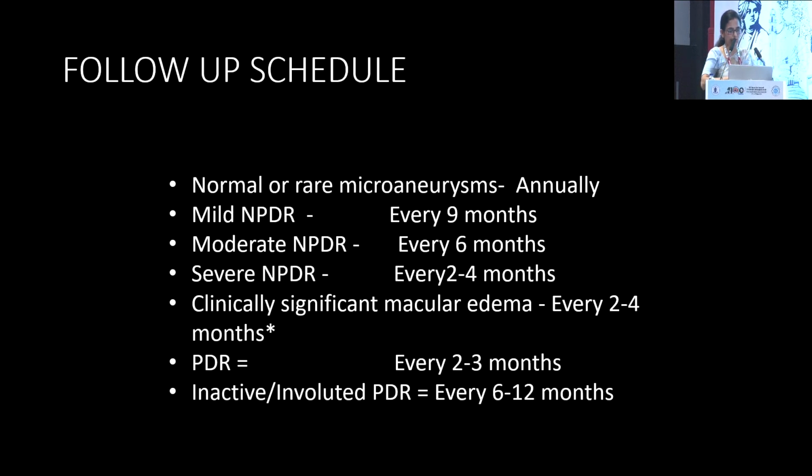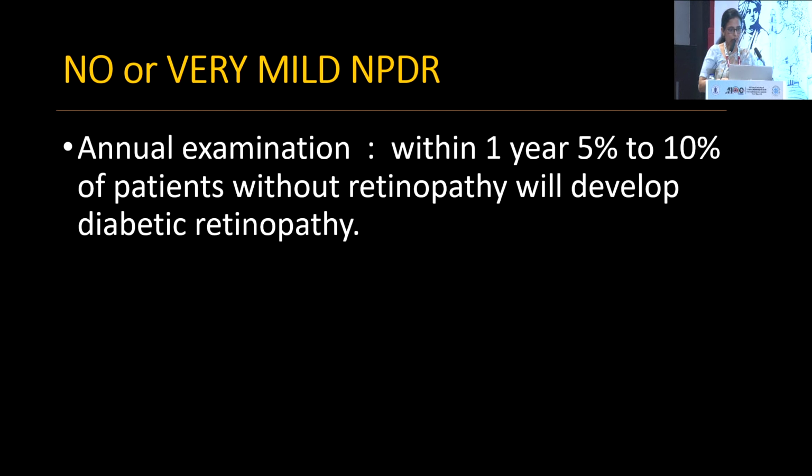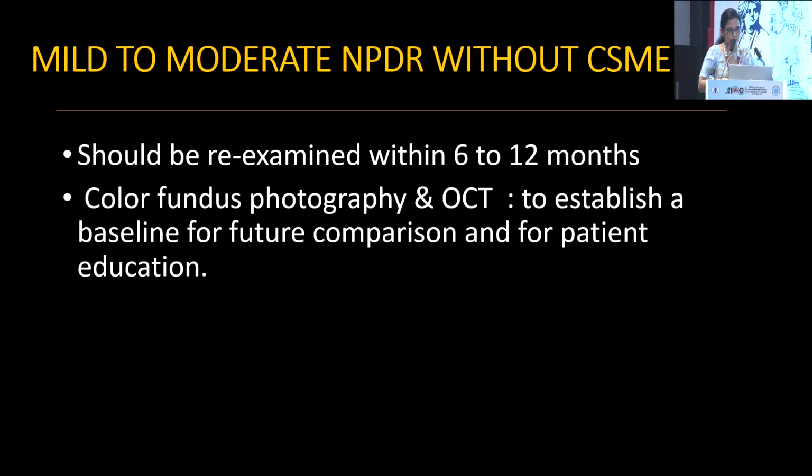Now, the follow-up schedule is that when a patient has a normal-looking retina, you can follow this patient annually. Mild retinopathy is every 9 months. Moderate retinopathy is 6 months. Severe NPDR has to be very closely monitored, every 2 to 4 months. If a patient has macular edema, then again every 2 months. PDR, again every 2 to 3 months. And in case you've treated the diabetic retinopathy, then you can monitor 6 monthly or even yearly if you feel the patient is stable. For very mild NPDR, at least 5 to 10% of the patients will progress, so an annual examination is fine.